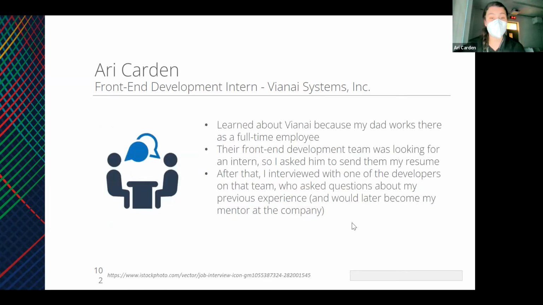All right, perfect. So a little bit about the application process. So I learned about VNI because my dad actually works there as a full-time employee. And he had told me that their front-end development team was looking for an intern. So I asked him to forward along my resume. And after that, I interviewed with one of the developers on the front-end development team who asked questions about my previous experience, and he would later become a mentor at the company.